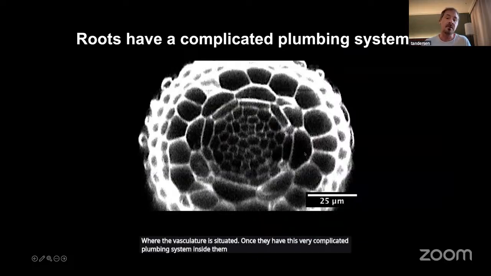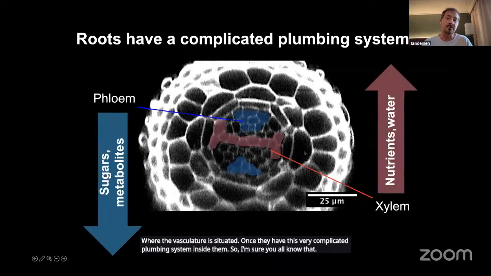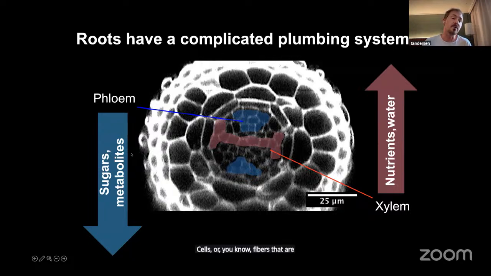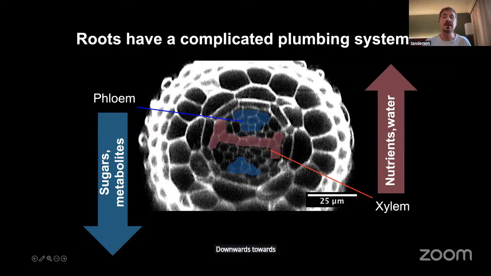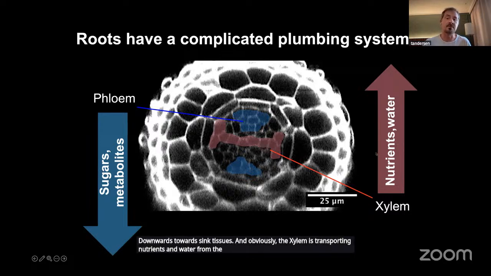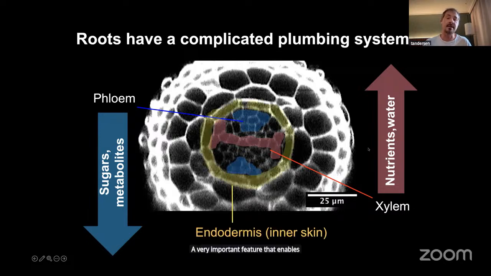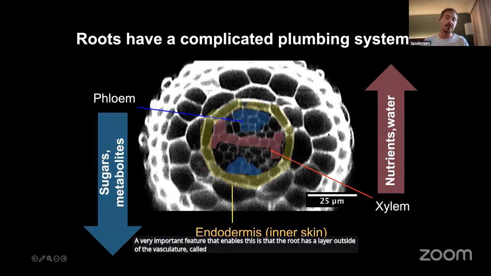So I'm sure you all know that there is this vasculature in the roots where we have phloem cells, or fibers, that evolved to transport sugars and metabolites from the shoot downwards towards sink tissues. And oppositely, the xylem is transporting nutrients and water from the soil up to the other parts of the plant. A very important feature that enables this is that the root has a layer outside of the vasculature called the endodermis. And the endodermis translates literally to the inner skin.